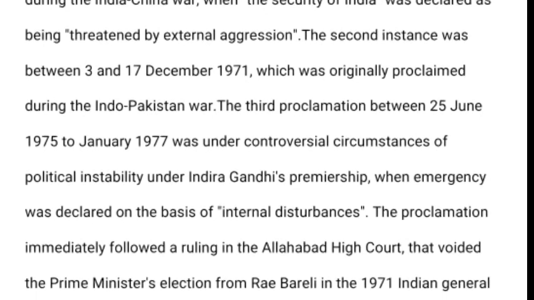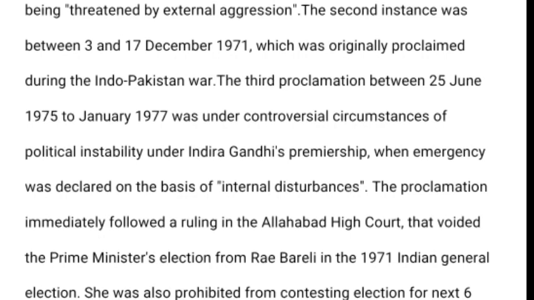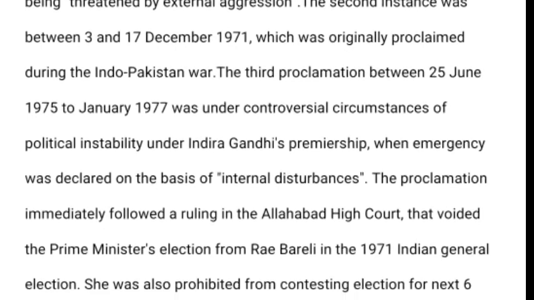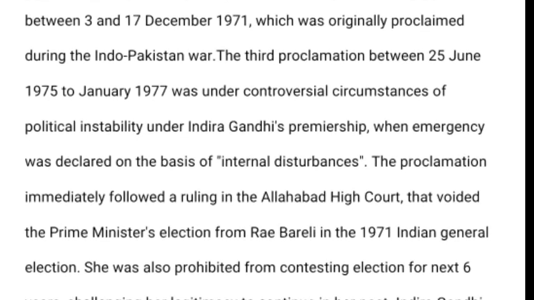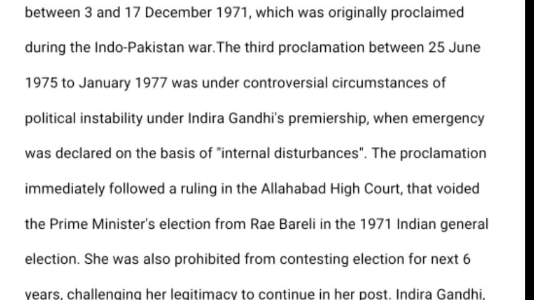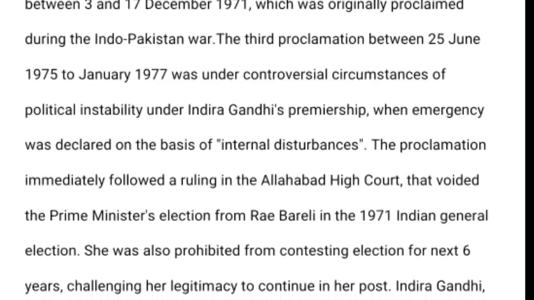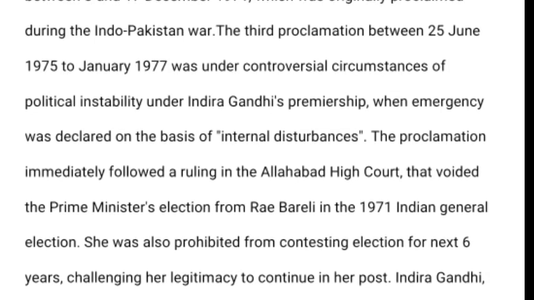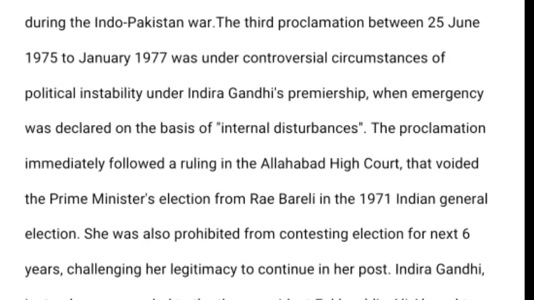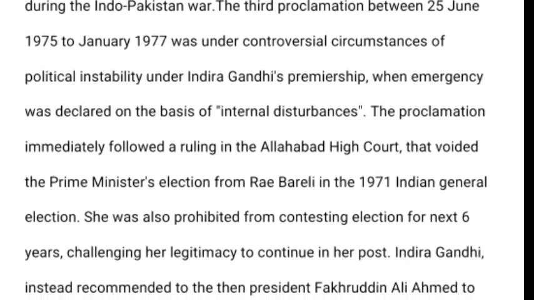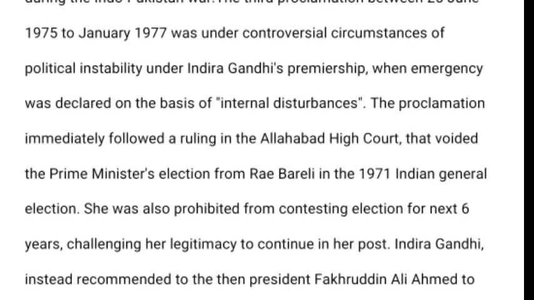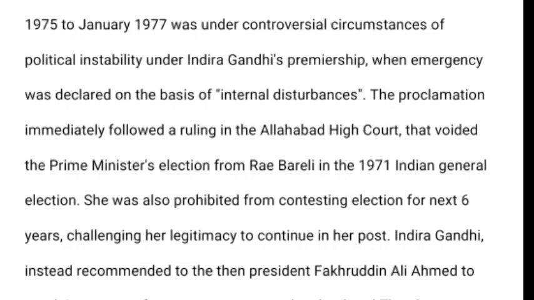The third proclamation between 25 June 1975 to January 1977 was under controversial circumstances of political instability under Indira Gandhi's premiership, when emergency was declared on the basis of internal disturbances. The proclamation immediately followed a ruling in the Allahabad High Court that voided the Prime Minister's election from Rai Bareilly in the 1971 Indian general election. She was also prohibited from contesting election for next 6 years, challenging her legitimacy to continue in her post.